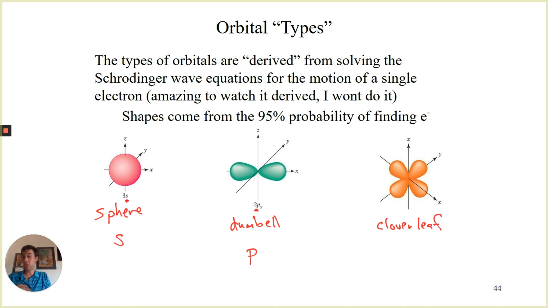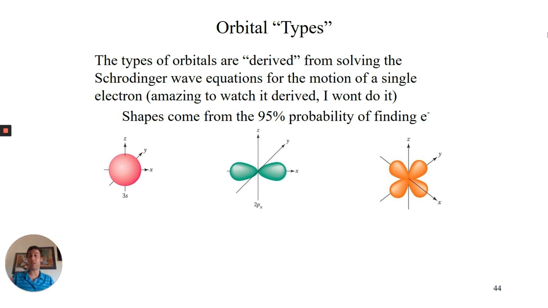And the cloverleaf shape we reference as D. You are responsible for knowing what the shape is and the one-letter code that we use to reference it. What these shapes are, remember how we said they're not orbitals? They aren't orbitals. What they are are energy levels. These shapes come from solving the big, messy mathematical equations for the probability of finding the electron.